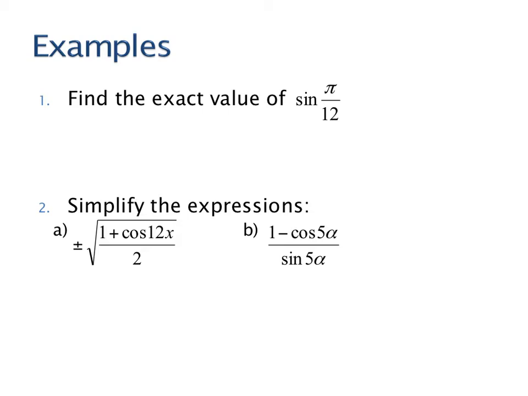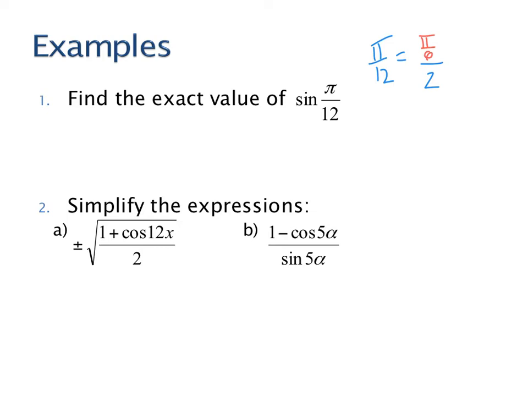Okay, so for this first one, find the exact value of sine of pi over 12. So we can't put it in the calculator. We're going to have to use something. So I'm going to go ahead and use that half angle formula, because what I notice is that pi over 12 is really just pi over 6 divided by 2. If I take half of pi over 6, it would be pi over 12.